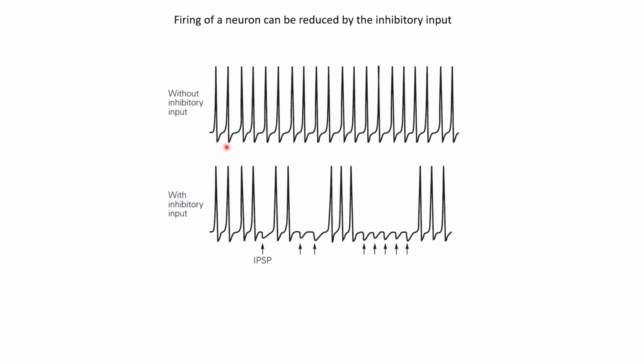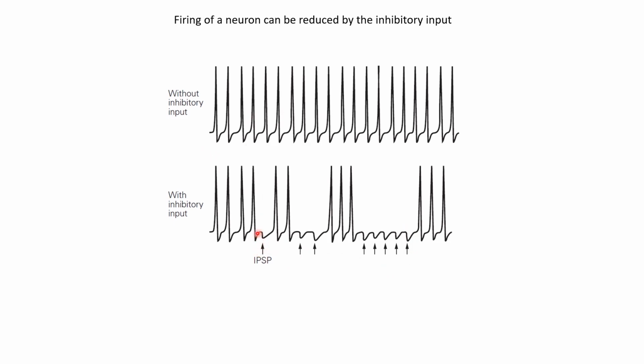And we can see this in an example here. So this is a neuron that is getting a lot of excitatory input, and so it is firing many action potentials with a certain frequency. And this is when it is not receiving any inhibitory input. But if the same neuron also receives inhibitory inputs at certain time points, then we see that the number of action potentials is now reduced. As opposed to this, this trace has fewer action potentials, and we can see the timing of these IPSPs here.